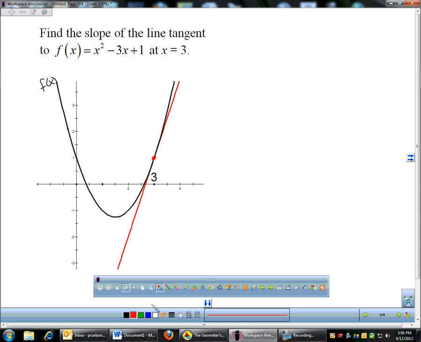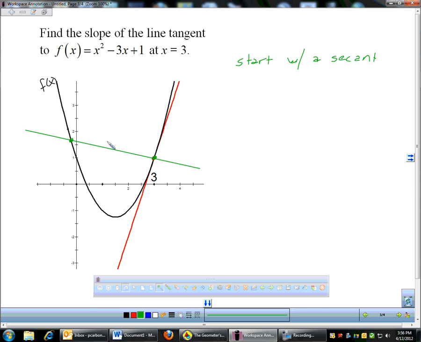To find the slope, what we're actually going to do is we're going to start with the secant that shares the point of tangency. So I'm going to draw a secant that goes something like, I don't know, something like that. That would be a secant. And we're actually going to find the slope of that secant. Oh, we're going to ignore the tangent for just a minute. And I'm going to start with the slope of the secant.